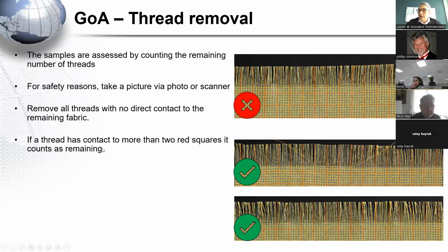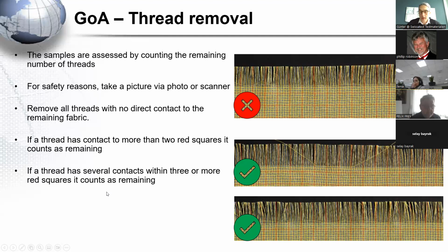If a thread has a contact to more than 2 red squares, like you can see it here, it counts as remaining. Also, when the rest of the thread does not have contact anymore, this still counts as remaining, because it still has contact with more than 2 red squares. And if a thread has several contacts within 3 or more red squares, as you see it here, it also counts as remaining. Even if in the first moment you think, oh, it has a gap, it has to be removed. No, because it still has contact to the remaining fabric over more than 3 red squares.